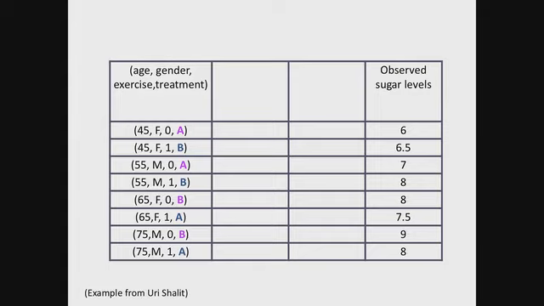Here's a data set on the left-hand side. Each row is an individual. We're observing the individual's age, gender, whether they exercise regularly, which I'll say is a 1 or a 0, and what treatment they got, which is A or B. On the far right-hand side are their observed sugar levels, let's say at the end of the year.